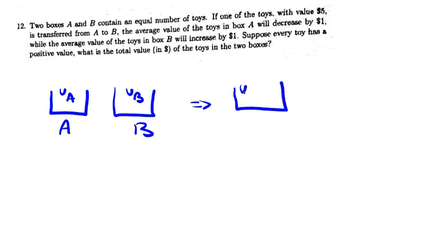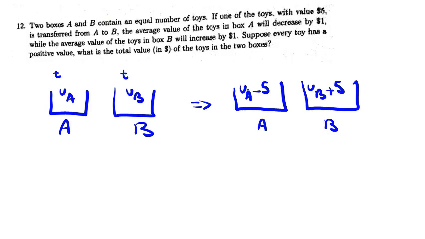So it will be what? VA minus 5. And what will the value be here? VB plus 5 for B. The average value of the toys in box A. So suppose the boxes contain an equal number of toys. So suppose we have T here, T here. Now that you have transferred one from A to B, it will be T minus 1, T plus 1. So let's at first consider this.